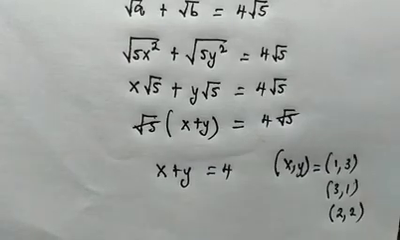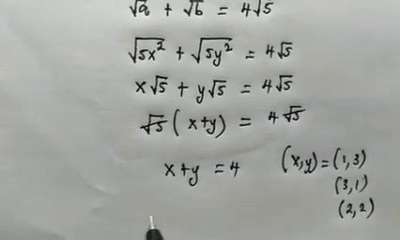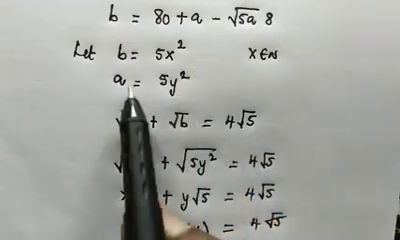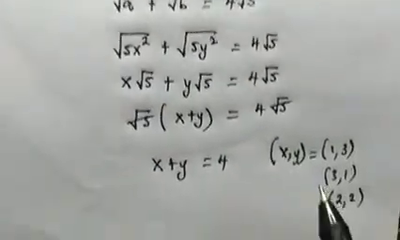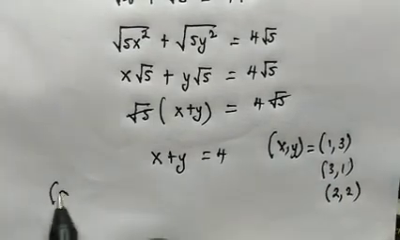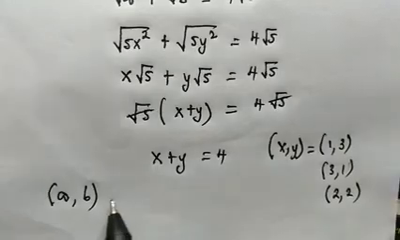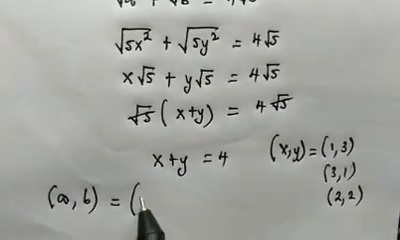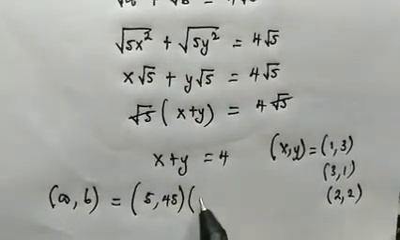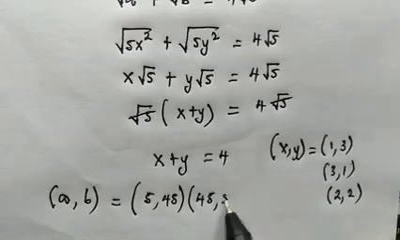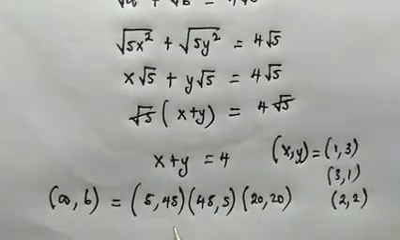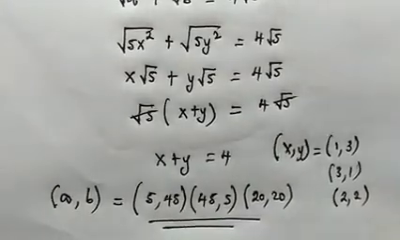Right? Cool. Okay, so now let us recall that b is equal to 5x squared and a is equal to 5y squared. So when you plug in these values for x and y, then we get the following solutions for a and b. This will be equal to, so we have 5, 45. We have 45, 5. And finally, we have 20, 20. And here we have the solutions.